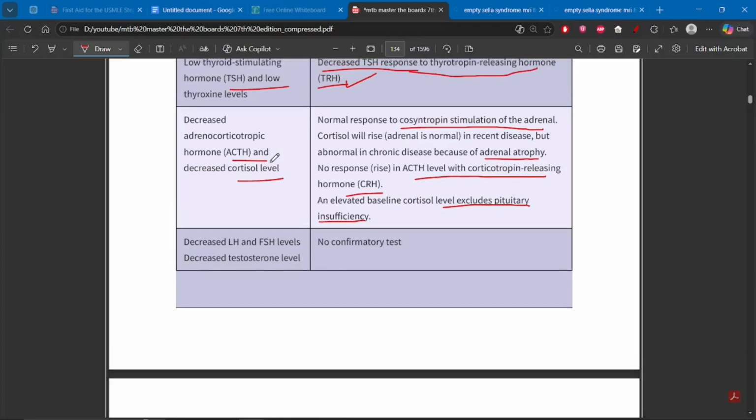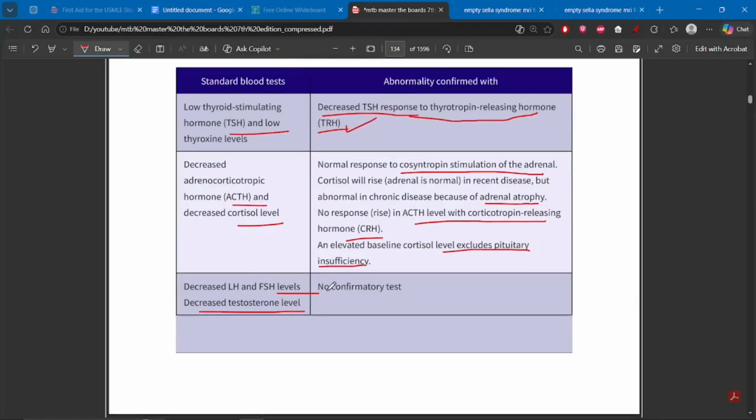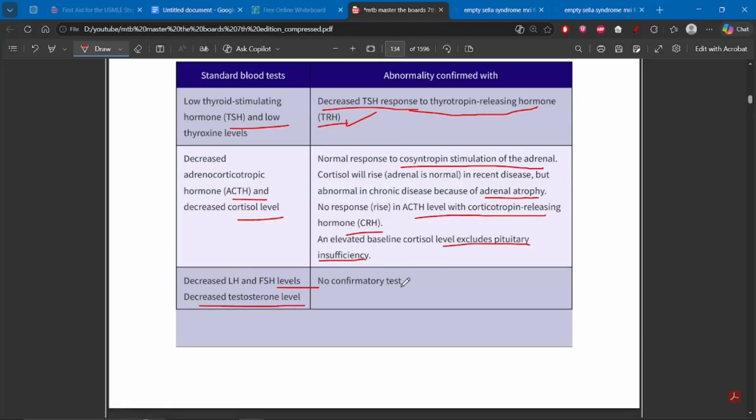Okay, and decreased ACTH is quite self-explanatory. Decreased LH and FSH levels and decreased testosterone level. These would confirm the LH, FSH and testosterone deficiencies respectively. So we don't need to confirm it because these themselves are sufficient.